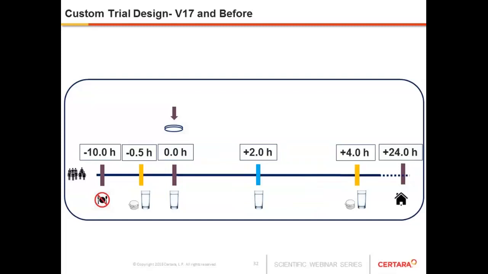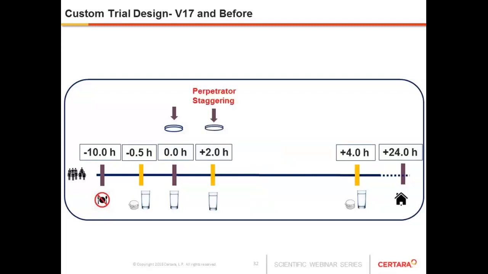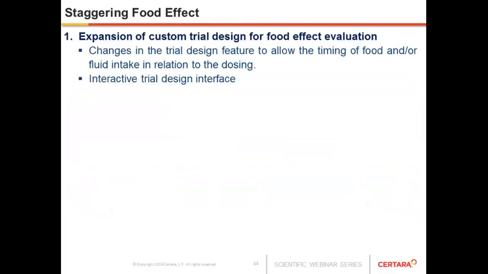So such kind of scenarios where food and fluid have been staggered with respect to the dose cannot be simulated in version 17 and before. In addition to that, even the perpetrator could not be simulated or staggered with respect to the substrate dosing and that of the fluid and food staggering. So as a part of version 18, we have come up with the expansion of the trial design feature within Simcyp. Mainly the feature involves 3 important aspects.